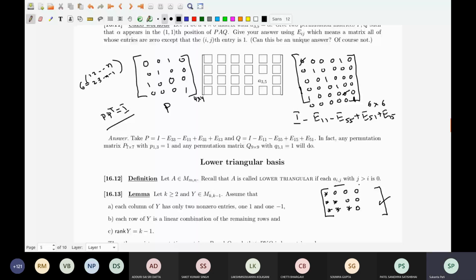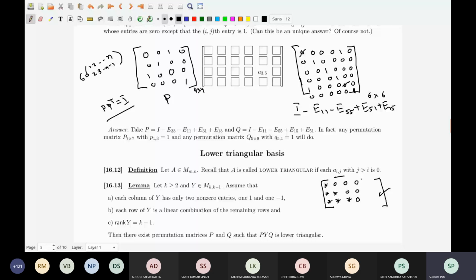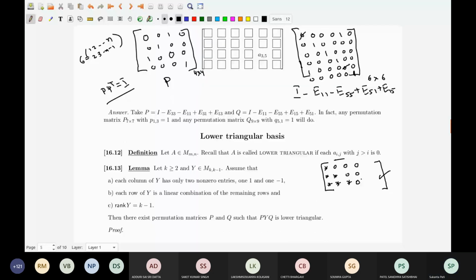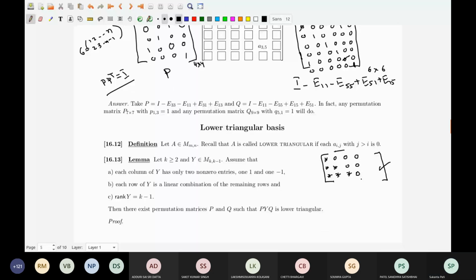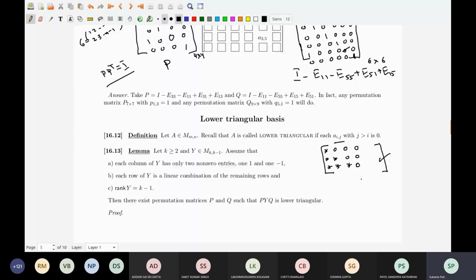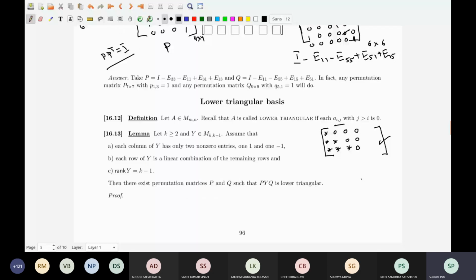And then there is a lemma that we'll need to prove a little later. That proof will take some time, so I cannot do that here. But let me ask one simple question. So I will be stopping over here. I will start from lower triangular basis from the next class. But let me ask a question over here. Something like this.